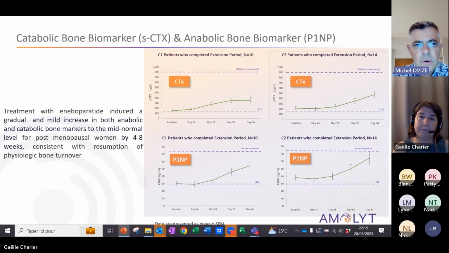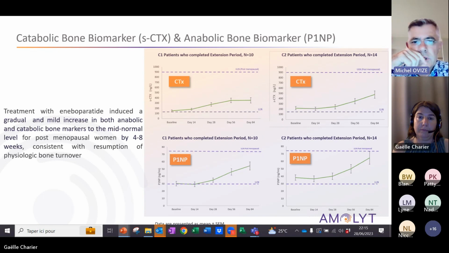What about the effect on bone, which is obviously the second important target organ for treatment with eneboparatide? You have on the top for cohort 1 and cohort 2 the CTX value. CTX is a biomarker that can be measured in the blood and that gives information on what we call the resorption of bone. And at the bottom, you have P1NP values, which depict the other aspect of bone turnover, which is bone formation.